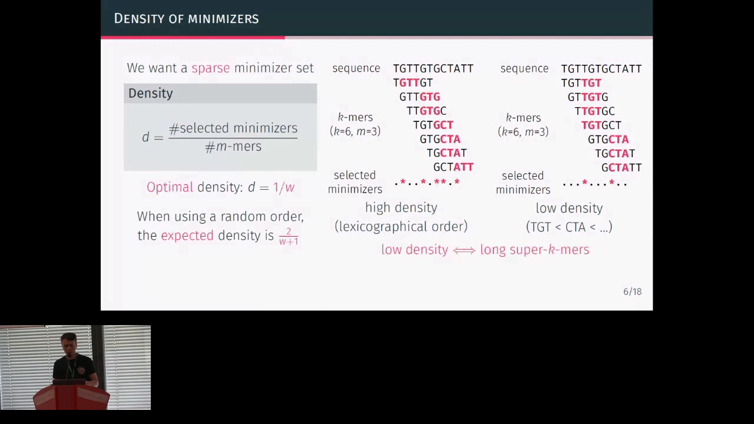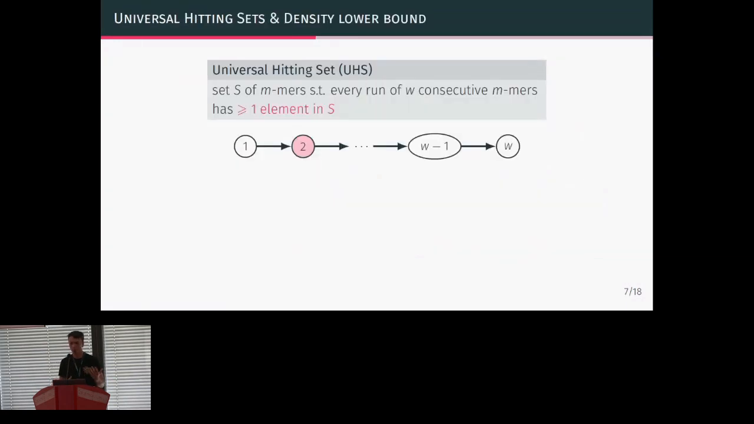The optimal density is known. It's 1 divided by W. And when you use a random order, the expected density is 2 divided by W plus 1. And we wanted to do better than that.